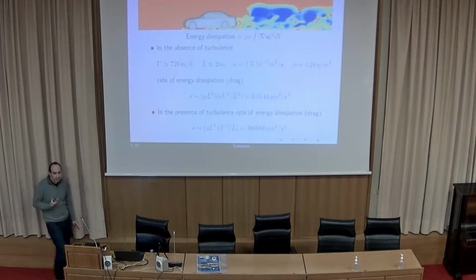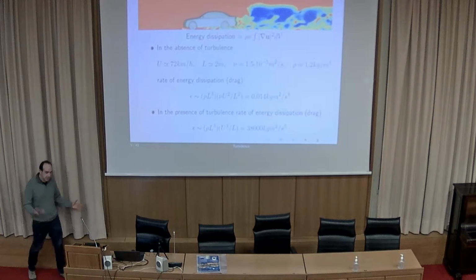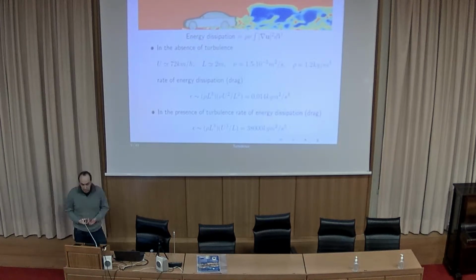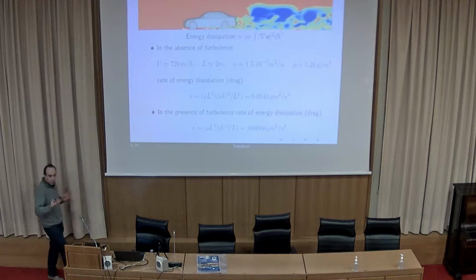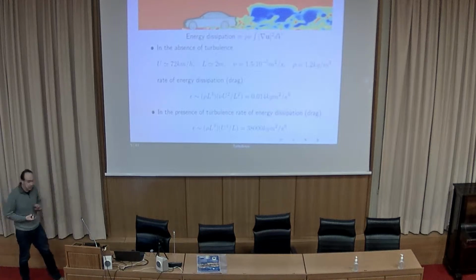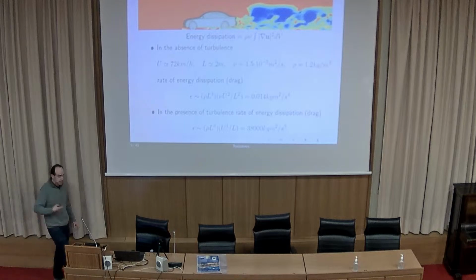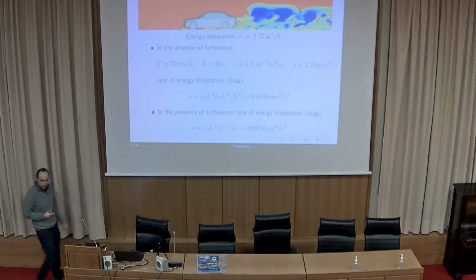Let me tell you why it is important. Okay, it's there, but why do we need to take it into account? So this is an example. Suppose you drive your car at 72 kilometers per hour. 72 because it divides easily by 60 and 60, so that's 20 meters per second.